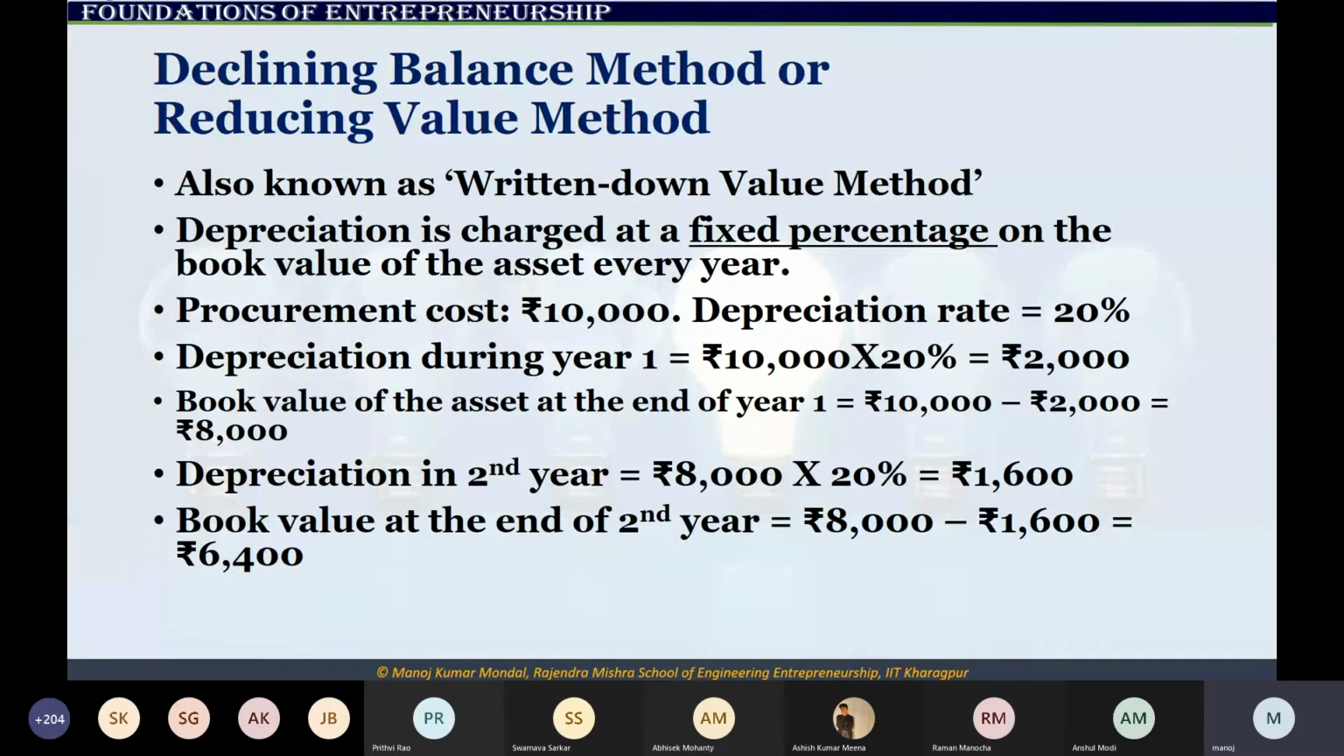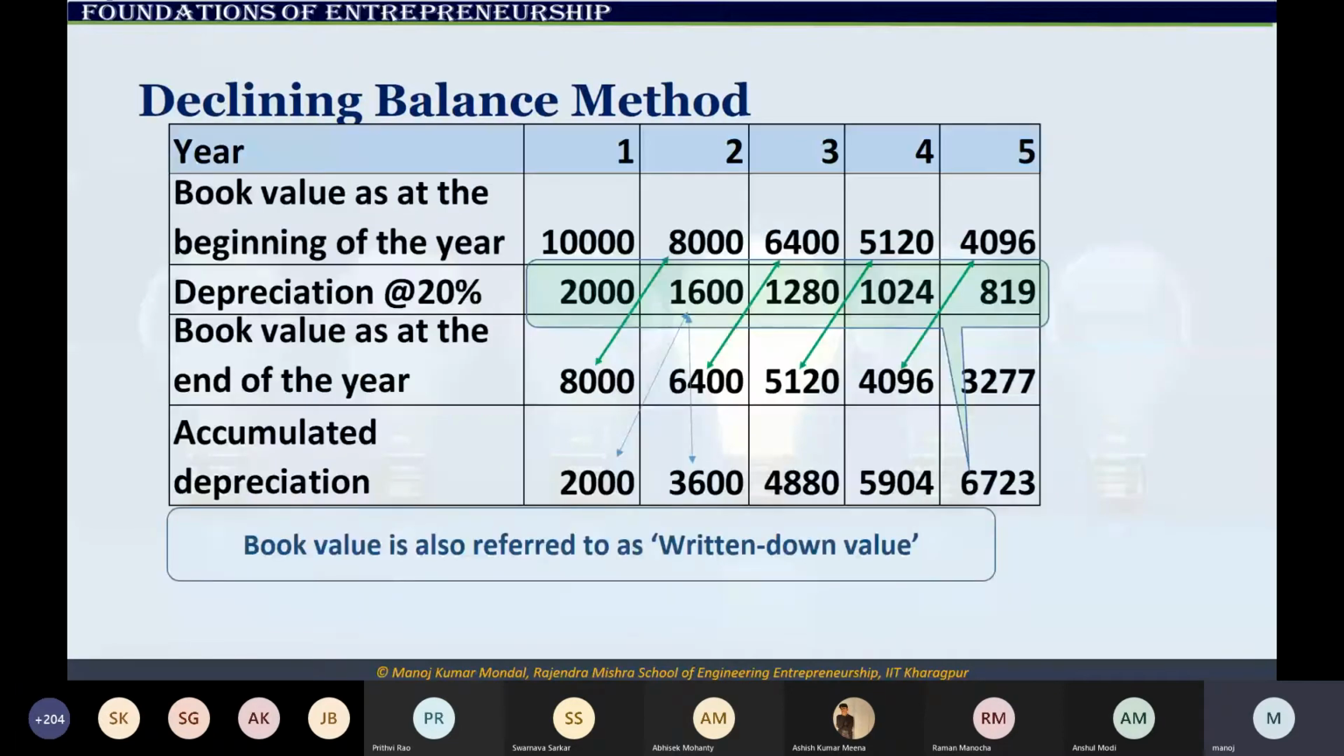Here there is no concept of salvage value because this asset will remain perpetually, meaning it will never become zero, because you are depreciating at a fixed rate. So every year it is reduced by 20%. It will never become zero.